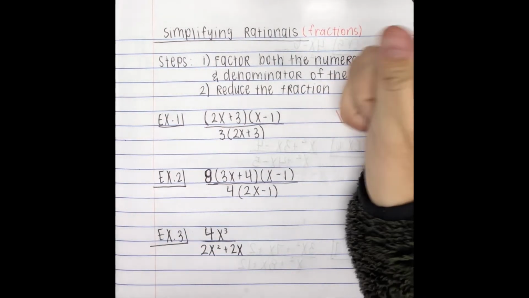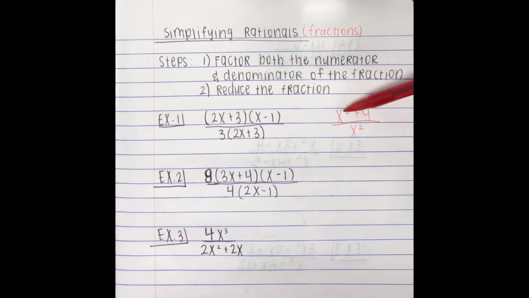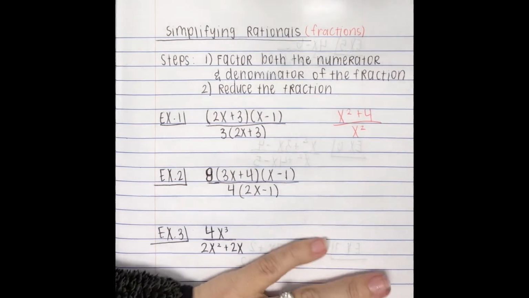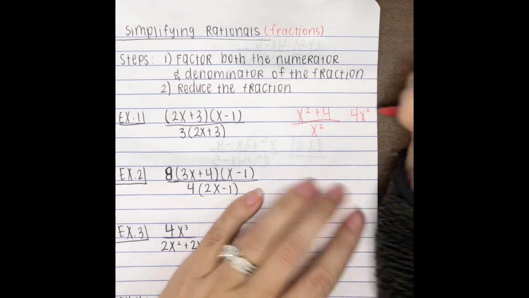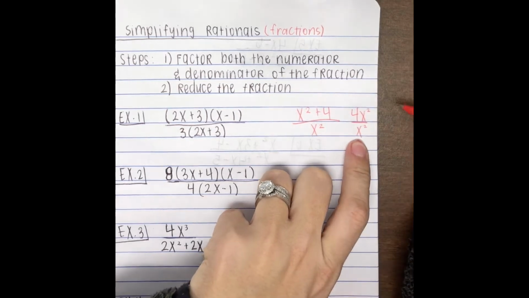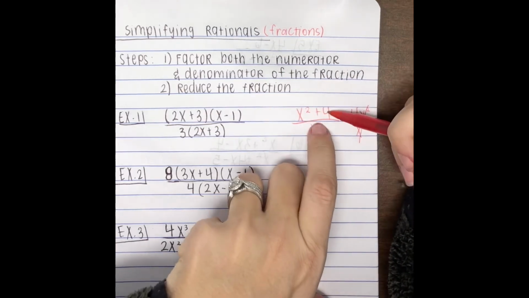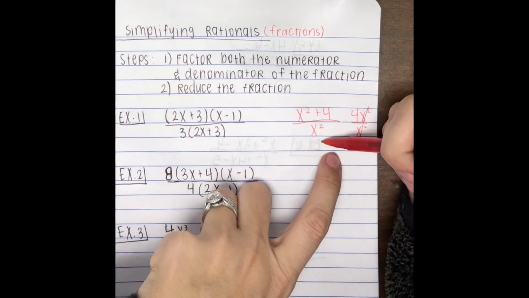If you have x squared plus 4 on the top and x squared on the bottom, you cannot cancel these out because this x squared is being added to a 4. So you can't just take away the x squareds. What you can do is if you had a 4x squared where these two things are being multiplied, and then an x squared on the bottom, then you can cancel these out. But when something's being added or subtracted to something else, you can't just cancel out the two.